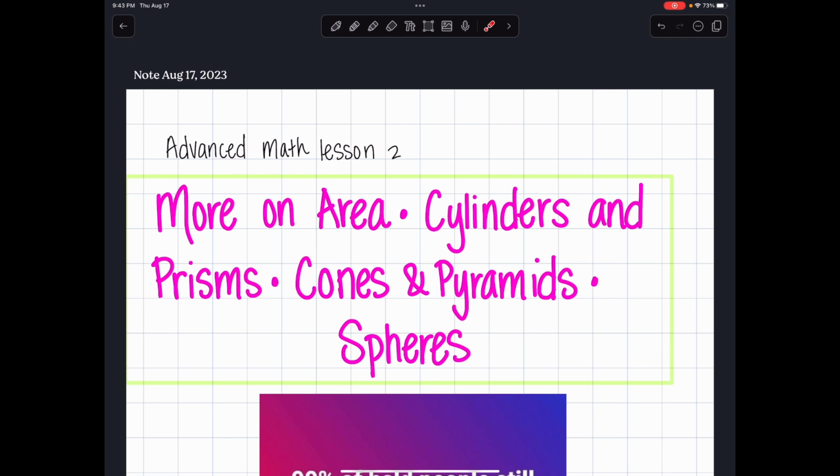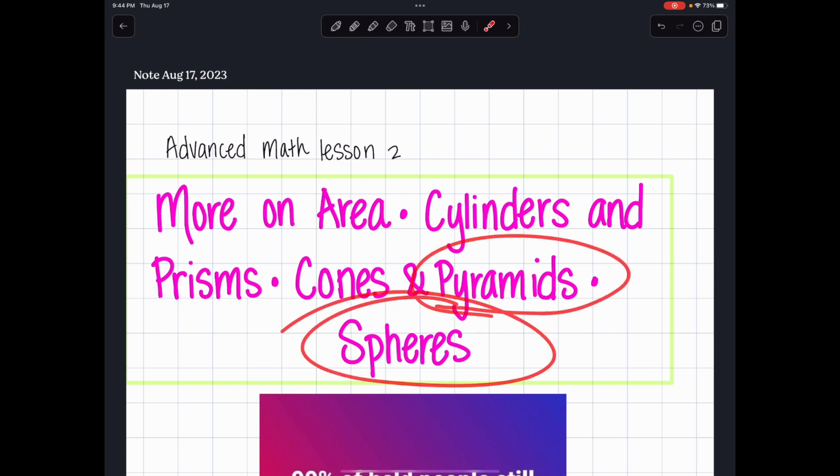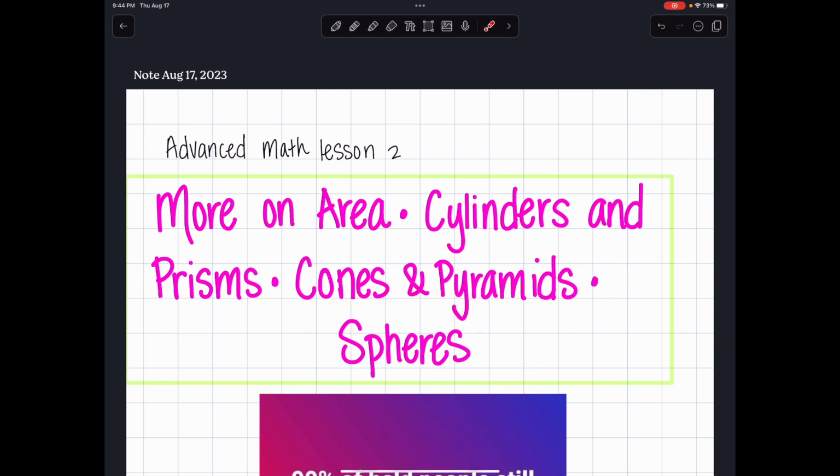Today's lesson is fun. We're going to talk more about area, like area of rectangles and areas of triangles, so you know that already. And then we're going to talk about cylinders and prisms and what those are, so that is fun. And then I have some fun mnemonics to go over for cones, pyramids, and spheres. So we're going to learn this awesome information, like all of these formulas, so that you can figure out the volume and surface area of all of these different shapes.